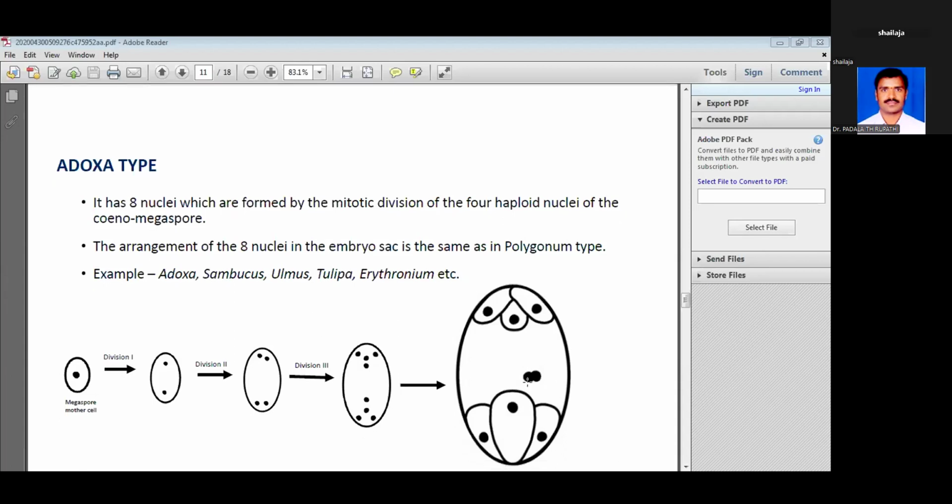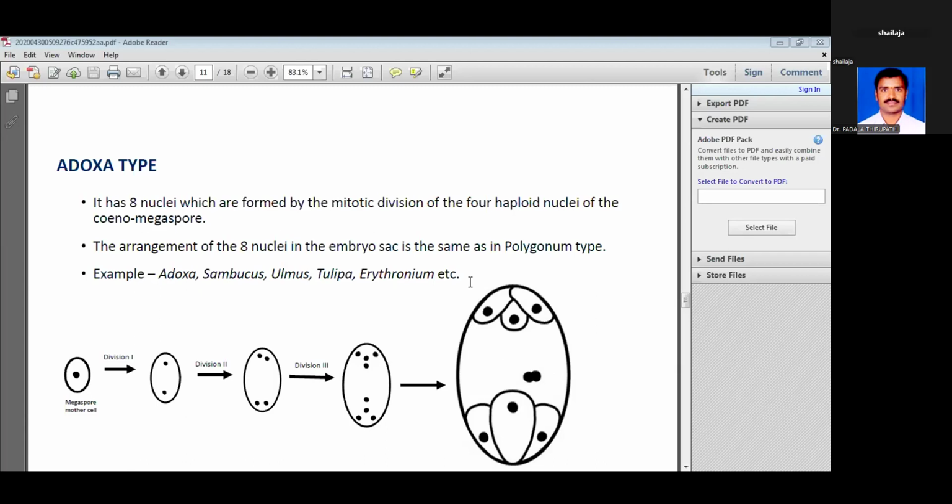See here, same as the Polygonum type. This is the monosporic embryo sac, the Polygonum, 8 nuclei embryo sac. So one is the egg apparatus, and in the egg apparatus, one is the egg cell and 2 are synergids. And at the center, 2 polar nuclei come to the center, and 3 are antipodals. For this, examples are Adoxa, Sambucus, Alnus, Tulipa, and Erythronium. This is the Adoxa type. It's very very important, the 8 nuclei embryo sac.